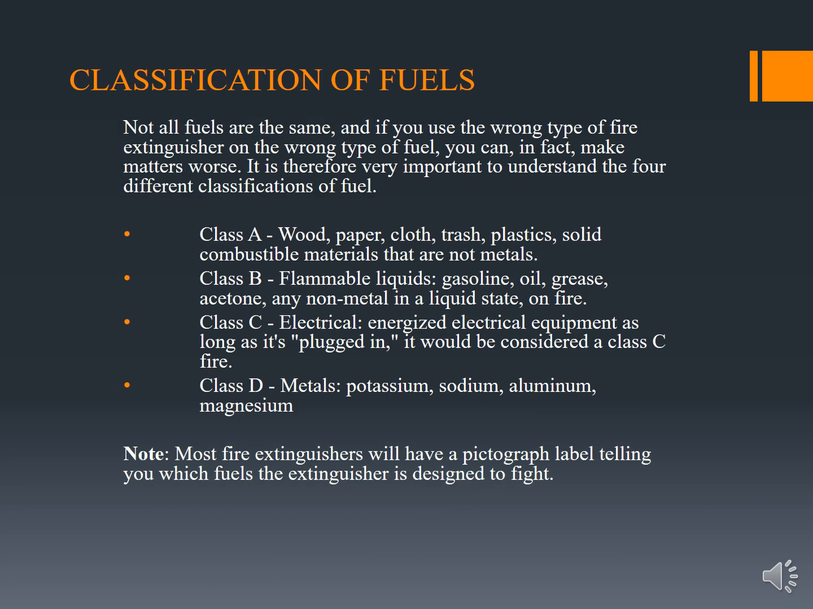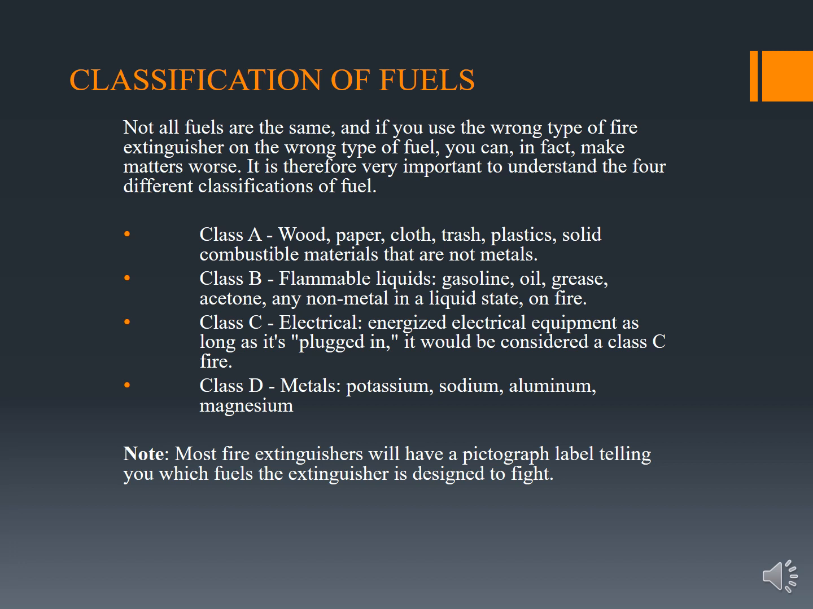Classifications of fuels. Not all fuels are the same, and if you use the wrong type of fire extinguisher on the wrong type of fuel, you can in fact make matters worse. It is therefore very important to understand the four different classifications of fuel. So we have four classifications of fuels. Number one classification is class A, which consists of wood, paper, cloth, trash, plastics, solid combustible materials that are not metals. Class B classification, we have flammable liquids, gasoline, oil, grease, acetone, any non-metal in a liquid state.